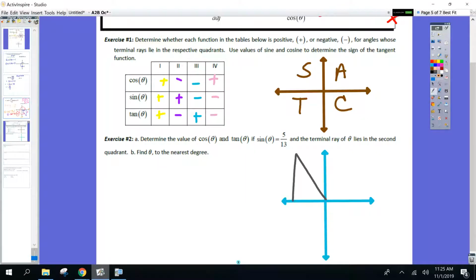Sine's equal to what, as far as SOHCAHTOA goes? Sine is equal to what if I use SOHCAHTOA? Okay, so the opposite side should be 5. The hypotenuse in this triangle should be 13. And again, you always go from the reference angle there. 5, 13.